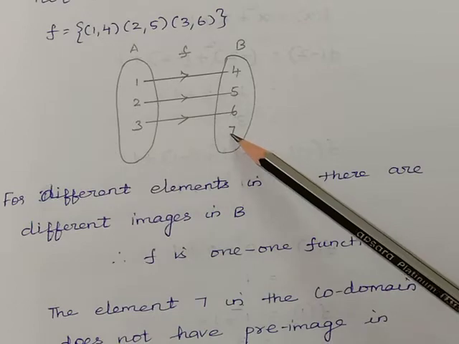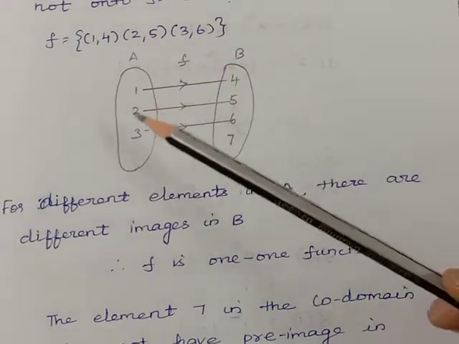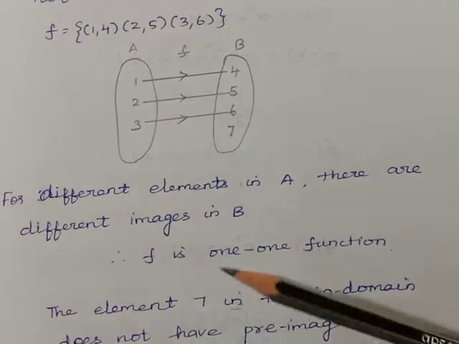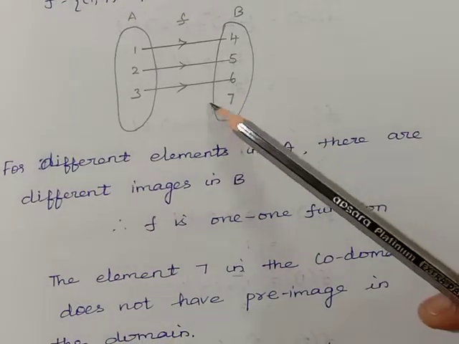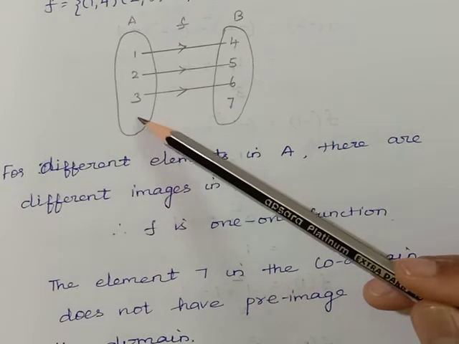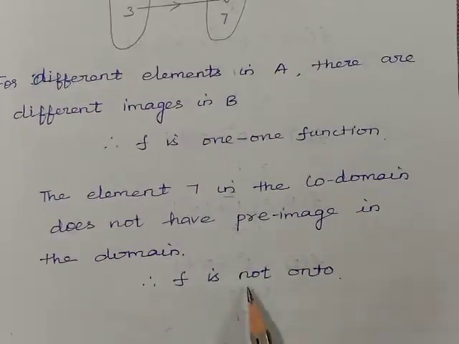Here, the element 7 in codomain does not have a pre-image in A. Therefore, f is not onto. The element 7 in codomain does not have a pre-image in A. So, we can tell that f is not onto.